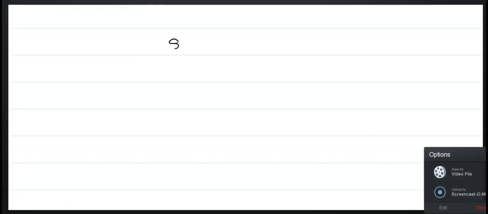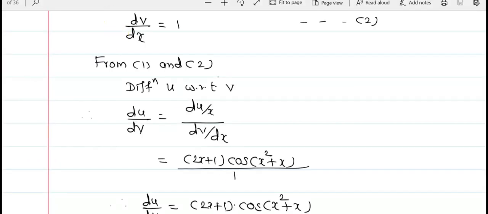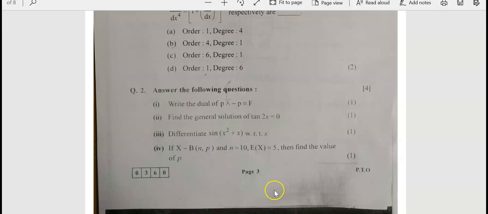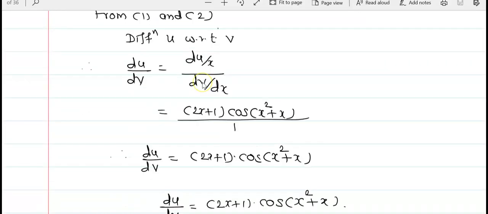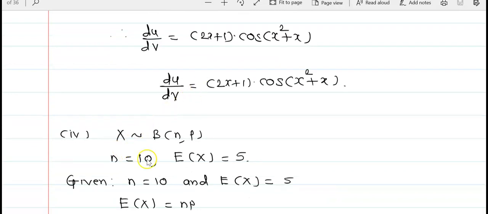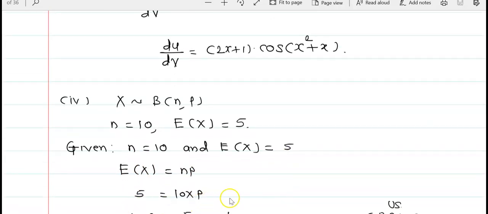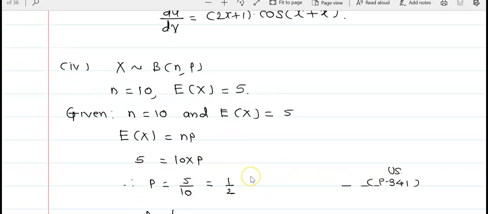Unsolved question. Now again, see this here. x follows the binomial distribution, n equals 10, E of x equals 5, then find the value of p. The answer: n equals 10, E of x equals 5, E of x equals np, 5 equals 10 into p, so p equals 1 upon 2. Unsolved question on page number 341.